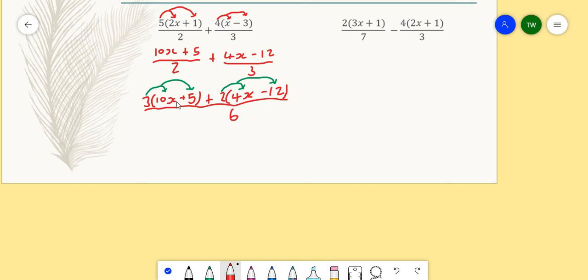So 3 times 10x, that's going to give us 30x. And 3 times positive 5, that's going to give us positive 15. And 2 times 4x, that's going to give us a positive 8x. And 2 times negative 12, that's going to give us a negative 24. And all of this should be placed over 6.